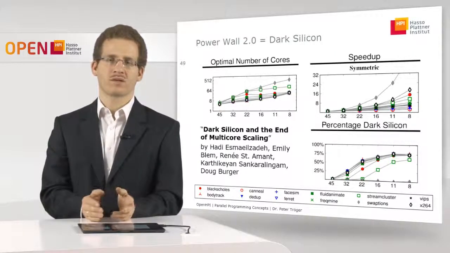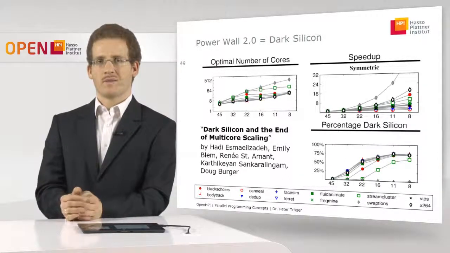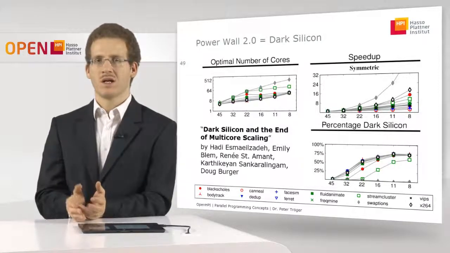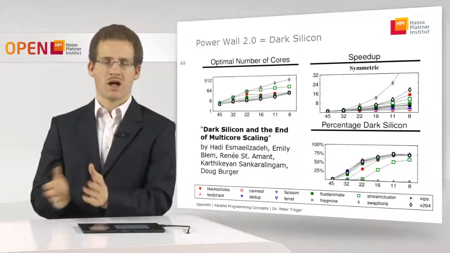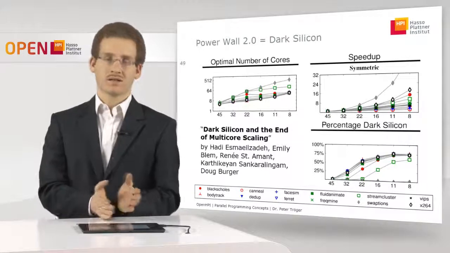And the question is now, how can you even operate such a processor where the pure utilization of all transistors, in terms of leakage, will lead to a power consumption result that can't be handled by cooling and other aspects in the hardware? And the answer is dark silicon.